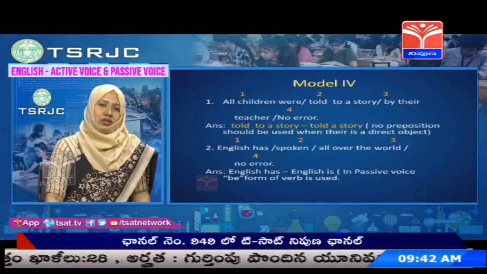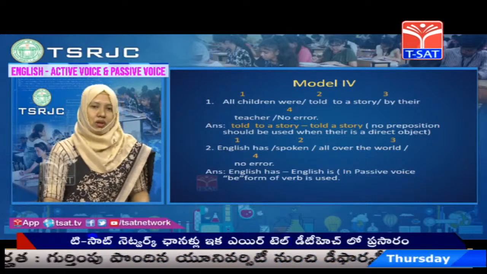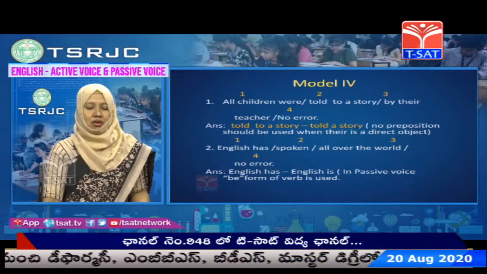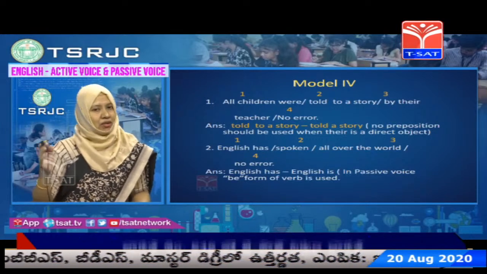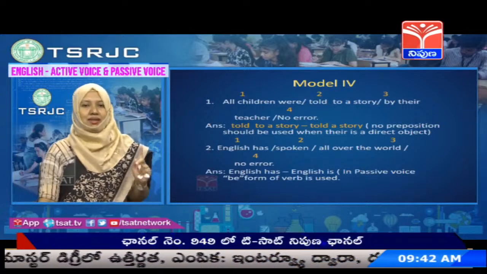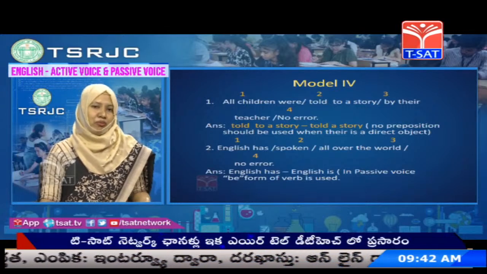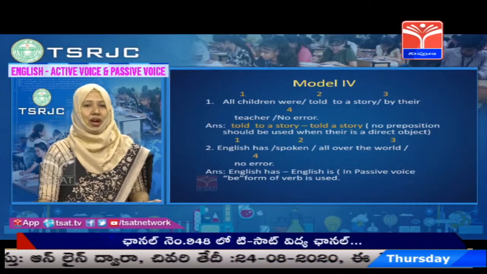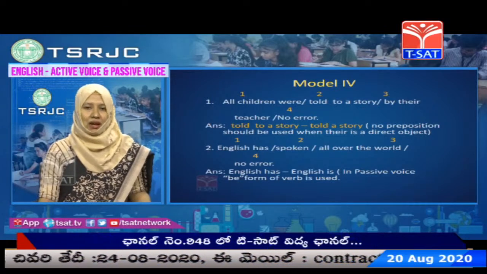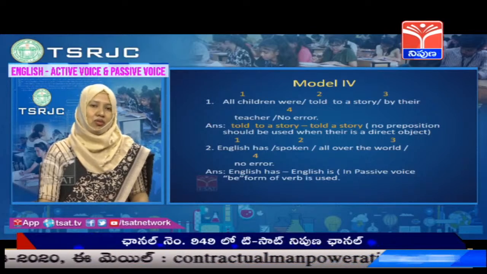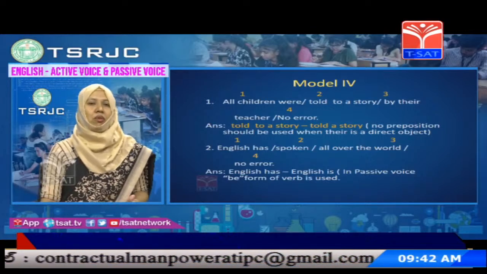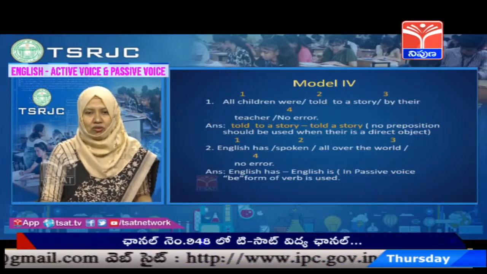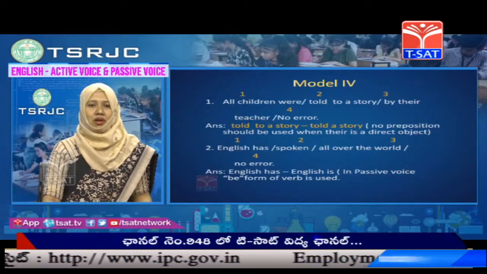Next kind of questions which you get in your exam. You get a sentence which is divided into 4 parts, and there is an error in any of the parts. There can be an error, there cannot be an error. So you have to identify whether the sentence is in passive voice. If it is in passive voice, whether the verb form, subject, verb, object are correct or not. Let us try to solve this kind of questions.